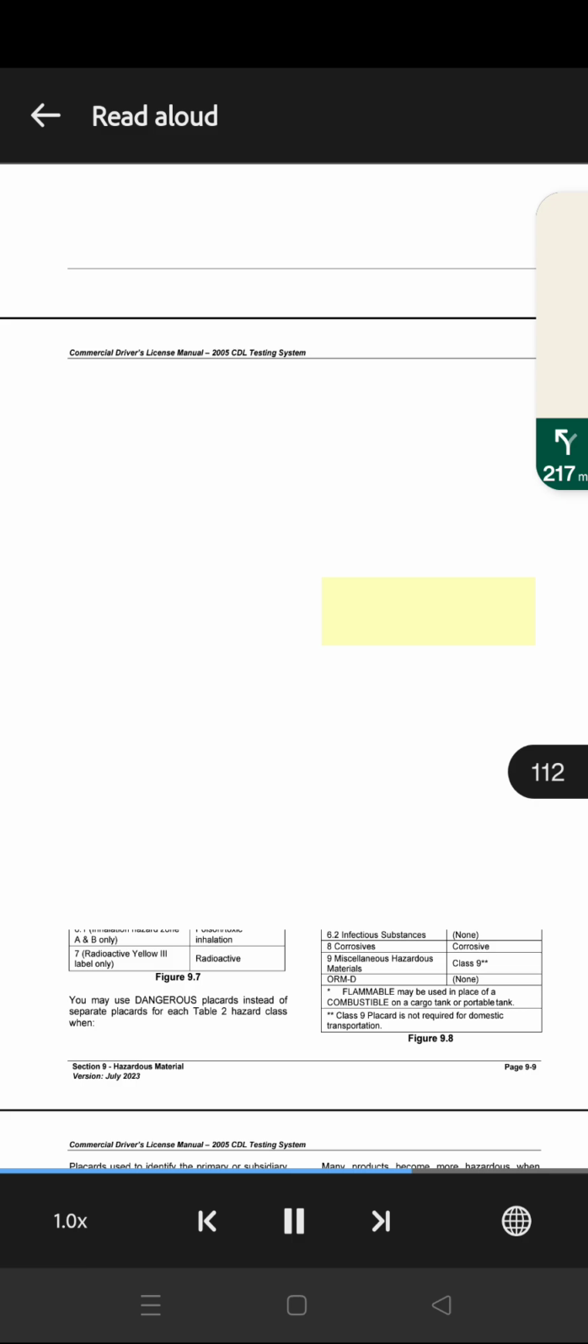Materials with a secondary hazard of dangerous when wet must display the dangerous when wet placard in addition to any other placards needed by the product's hazard class. The 1,000-pound exception to placarding does not apply to these materials. Placard Table 2, 1,001 pounds or more.